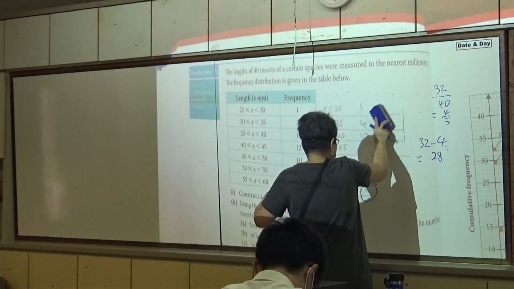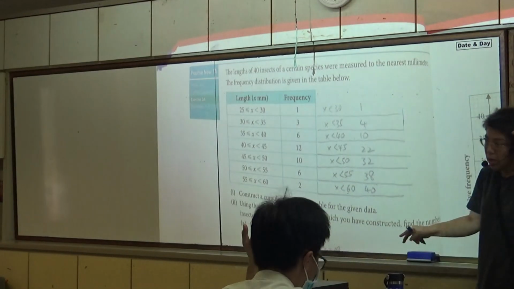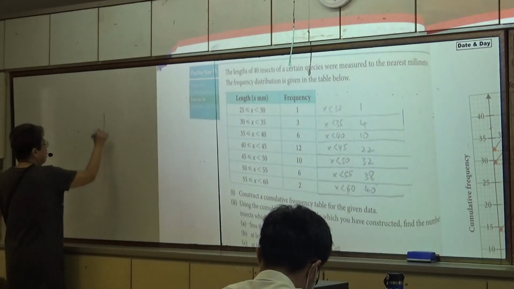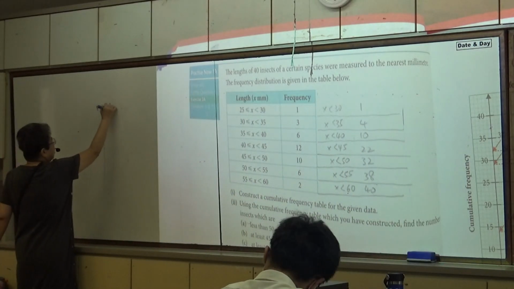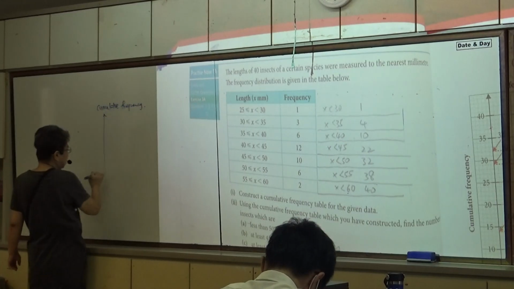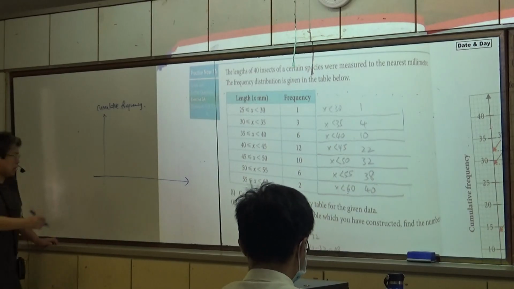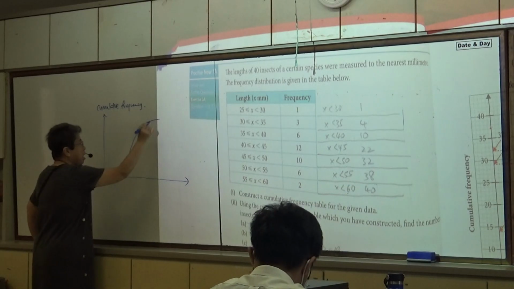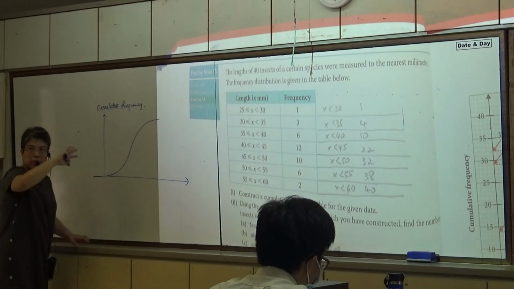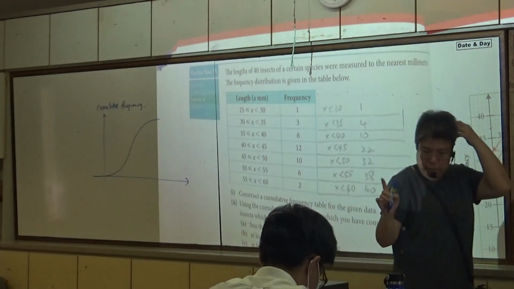Alright, now we will move on to the cumulative frequency curve. The cumulative frequency curve is always like that. The vertical axis will be the cumulative frequency. The data will be down here. Understand? Now, it's usually this shape, but sometimes it can be steeper, sometimes more shallow, that kind of thing. But usually it's this shape.